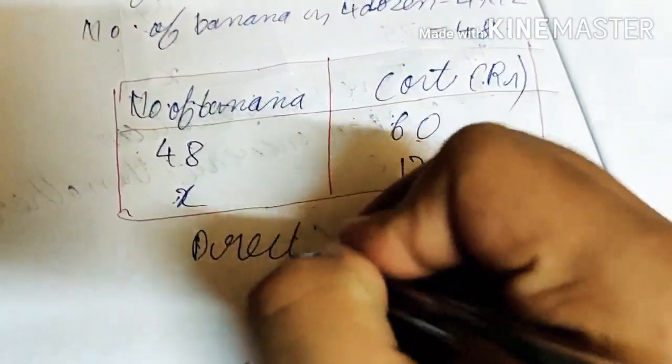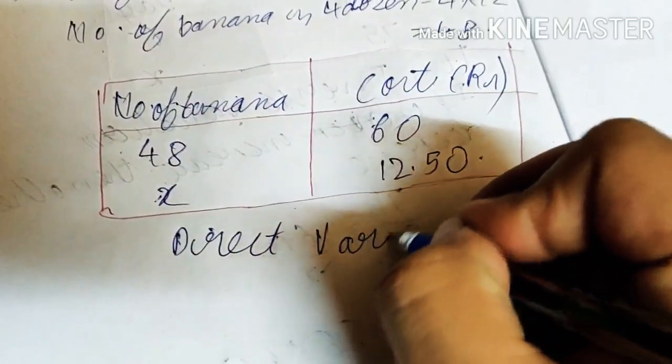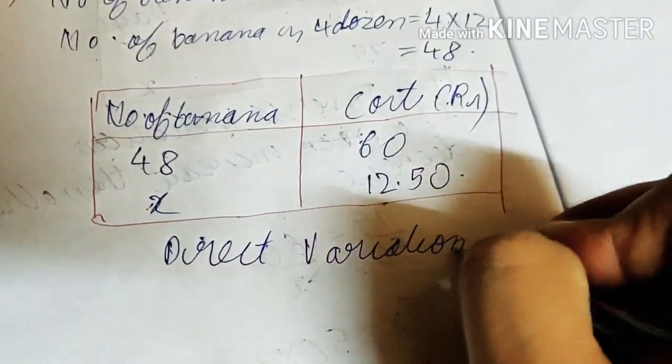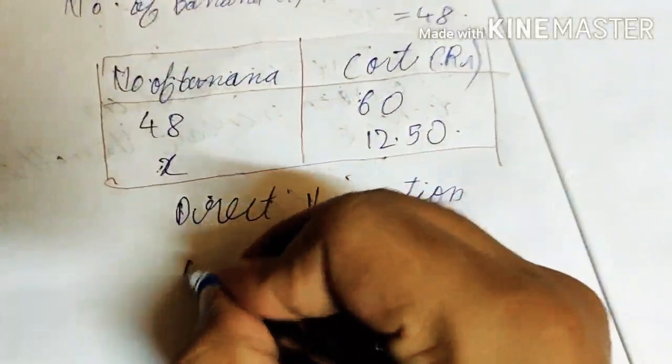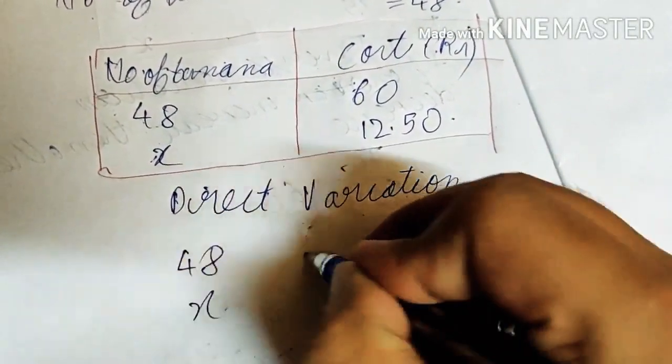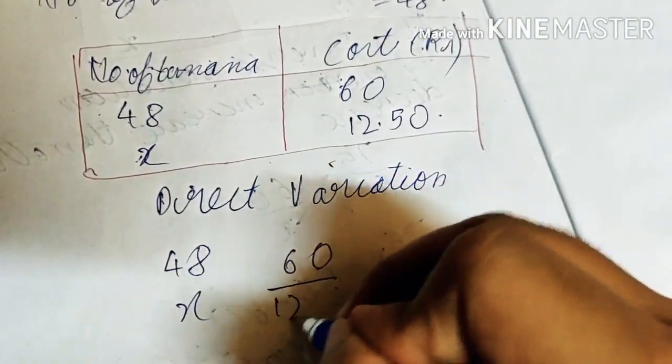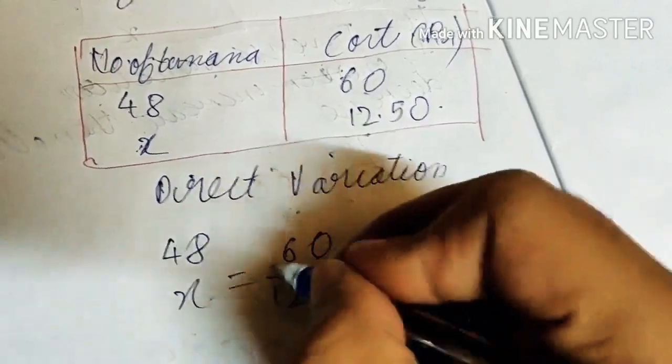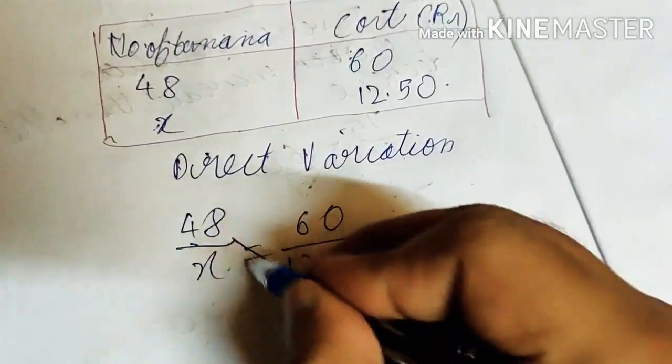this means it is direct variation. Being direct variation, we will copy the things in the same way: 48 by 60 and x by 12.50. Okay, we'll just cross multiply it.